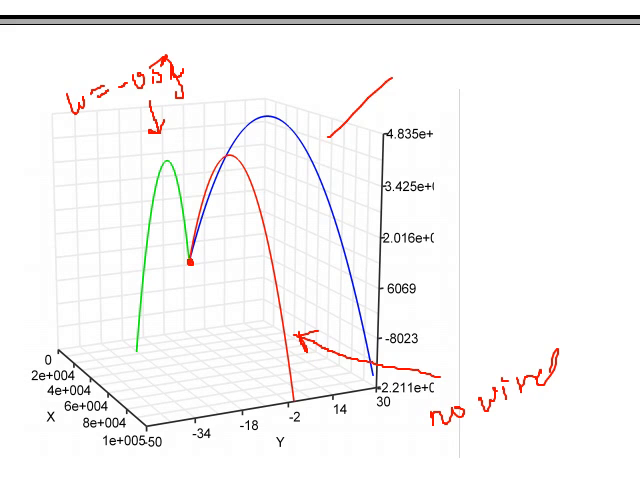And now, in this case, the wind had x, y, and z components to it, and the z component was in the positive z direction, so you see the wind blew the projectile up to a higher height, but it also blew it off the initial course when there was no wind.